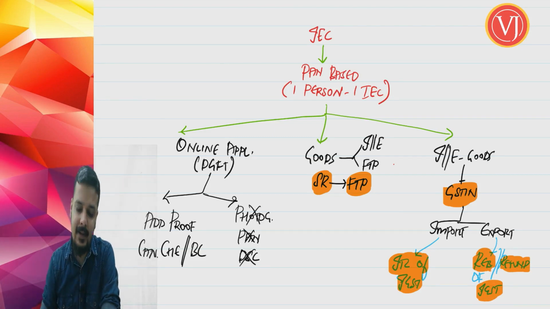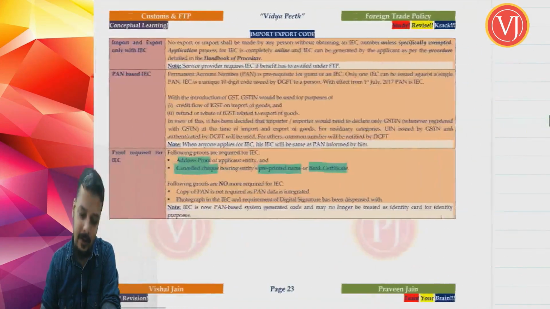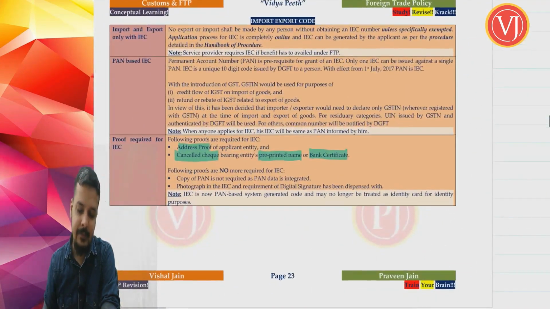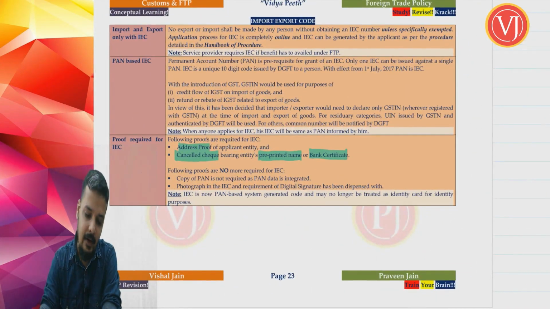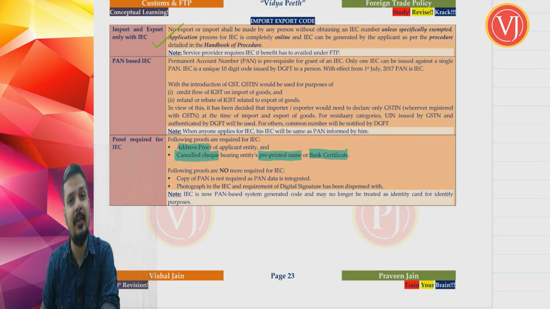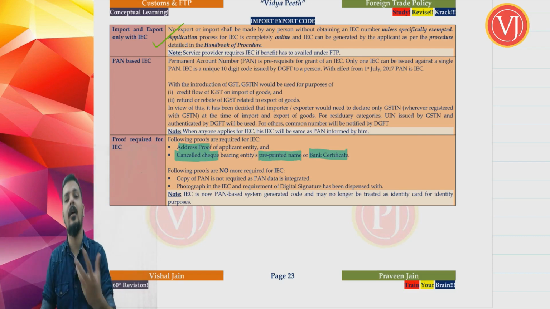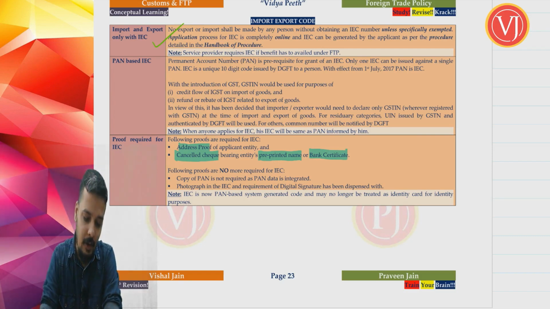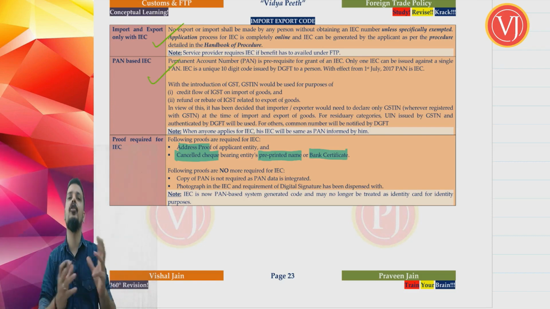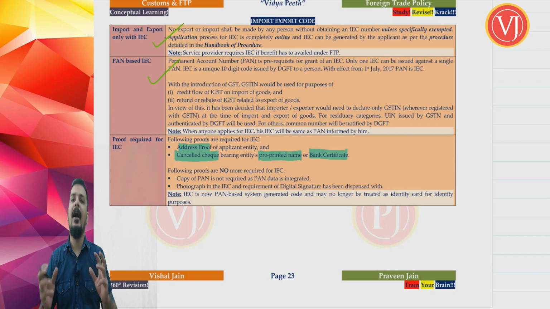And friends, if you understand all these points, you will find that everything which is discussed here, talking about the basics of your import export code, where it is mentioned that even a service provider requires your import export code, talking about your IEC based on your PAN number, that is also discussed, and whether you should mention GST number, not necessary, but if you are importing exporting goods and if you have GST number, please mention that.